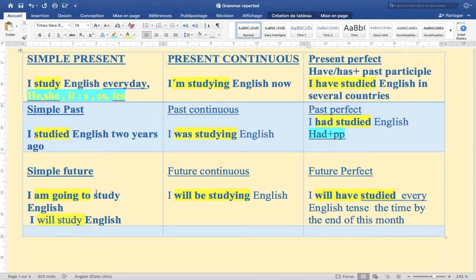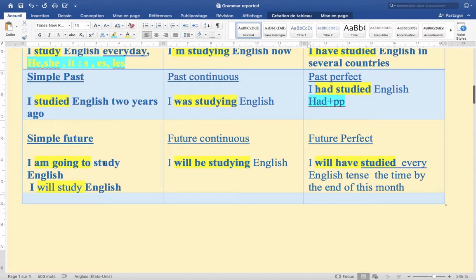In the simple future, we have I'm going to study, or you can say I will study. Either you use be going to for the future, or you use will and put the verb in infinitive. I am going to study. You can say I will study English.